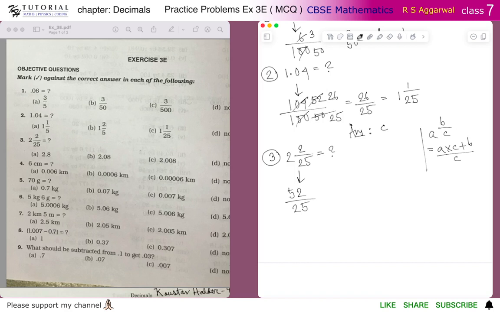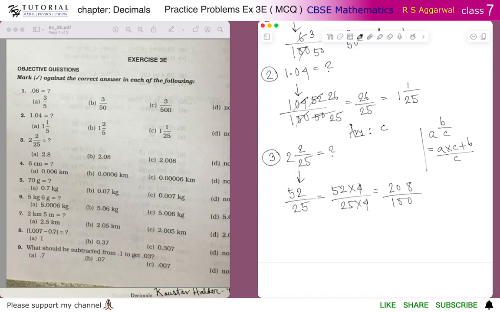Now when you have to convert a fraction to a decimal number, you always first see if you can convert the denominator to a power of 10, like 10, 100, 1000, and so on. The denominator in this case is 25, and if I multiply both the denominator and the numerator by 4, I get the denominator as a power of 10. So now 52 into 4 is 208, and the denominator becomes 100. So it has become a decimal fraction.